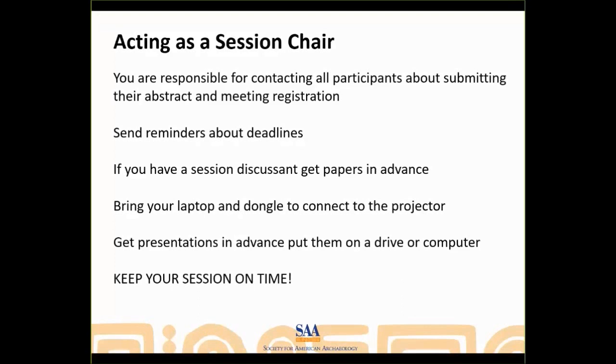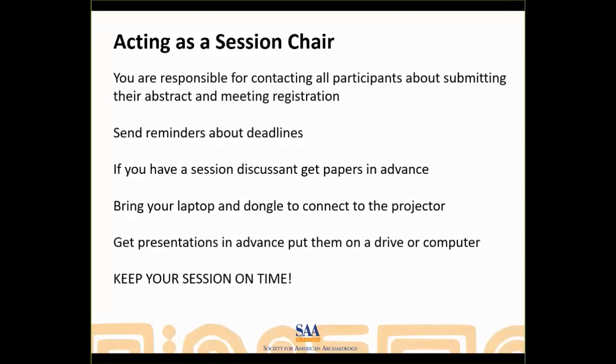So make sure that you get presentations in advance and that you have them on a drive, an external drive, or you've actually downloaded them onto your computer. Most presenters are more than happy to give you their presentations at least the night before, right? We generally have them done. And this just helps things run a little bit more smoothly.